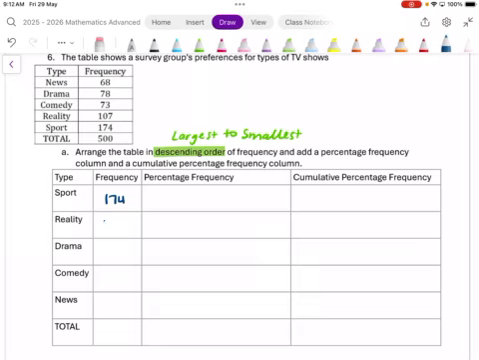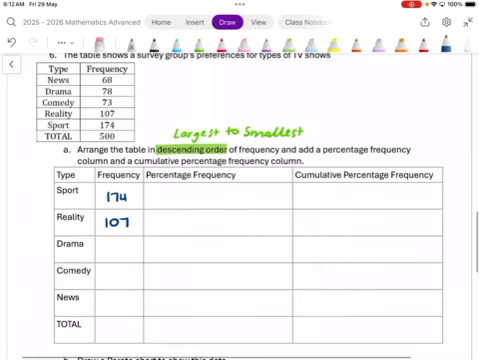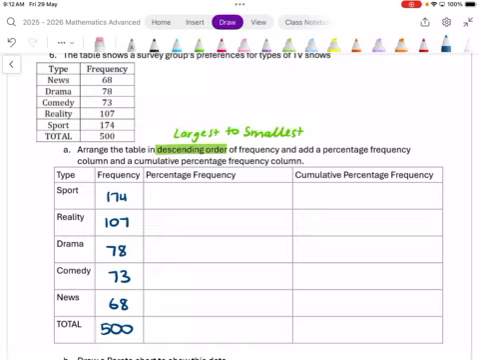Reality was 107, drama was 78, comedy was 73, and the news was 68, and that totals to 500. Okay, we want to work out our percentage frequency to 1 decimal place. So our percentage frequency, we do our 174 over 500 times by 100 to get 34.8%. Okay, and we're doing this all to 1 decimal place.